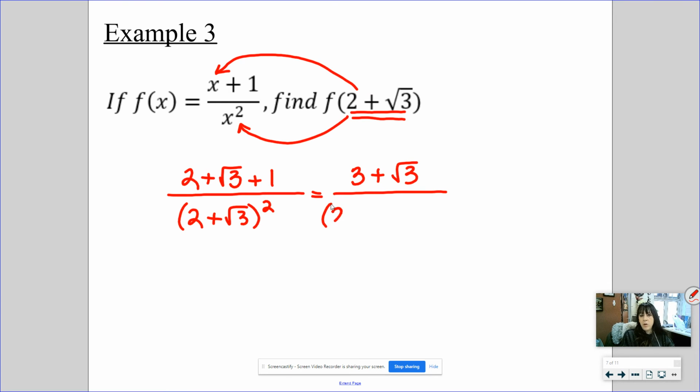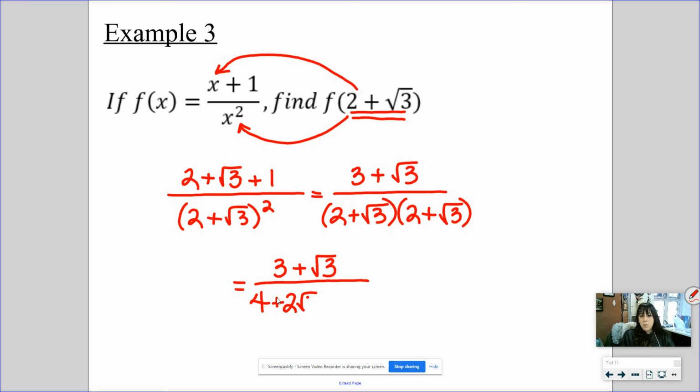And then I'm going to hopefully remember that when you square something, it means you're multiplying it by itself. So the bottom, actually, we have some work to do. So I'm going to multiply all this stuff and get 4 plus 2 radical 3 plus 2 radical 3 plus radical 9.